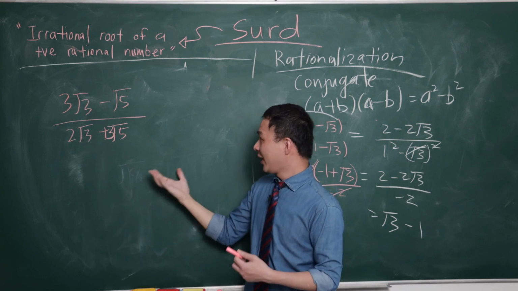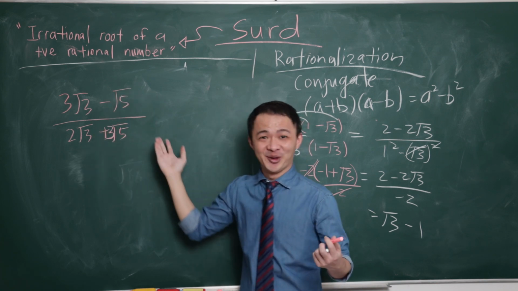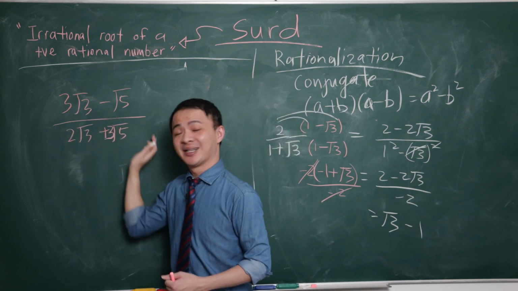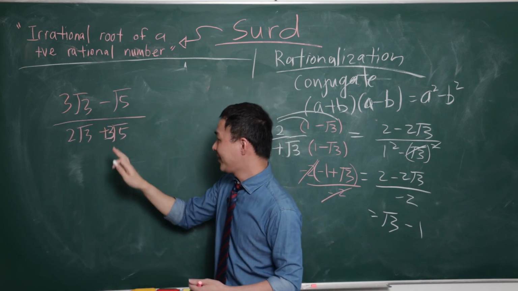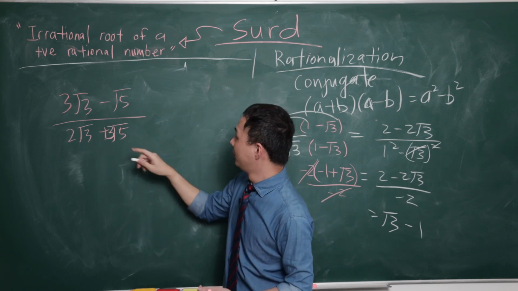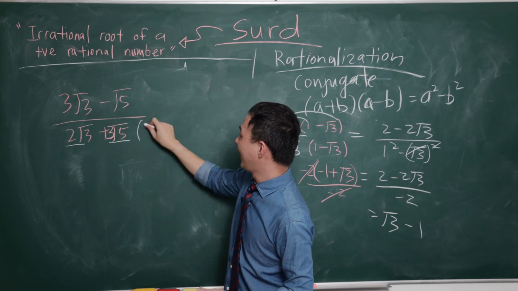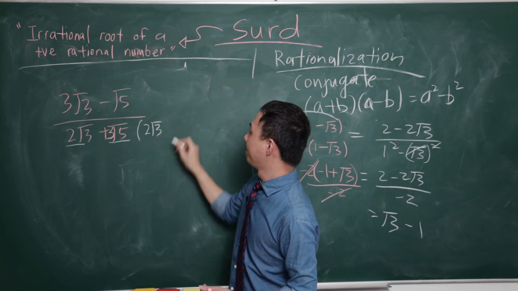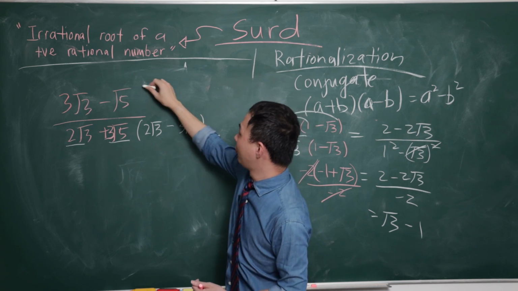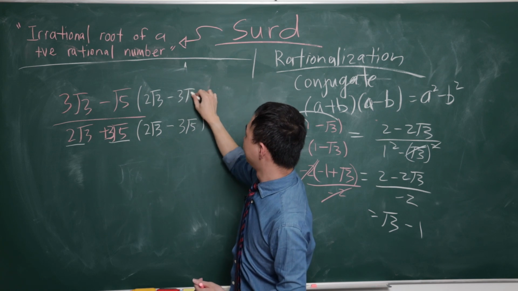So I cannot leave my fraction like this, and there's a square root here in the denominator. So my first objective is to rationalize my denominator. Whatever you have here, you multiply by the negative version. So this one I assume as my A, this one as my B. So I have A plus B, and I have to multiply top and bottom by A minus B.